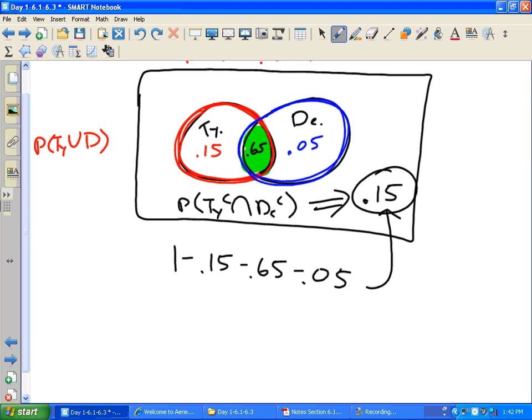Probability exactly one free throw is made. Well, where is exactly one free throw made? That is this part over here, Tyreek only making it, or this part over here, which is DeMarcus only making it, which is going to be 0.2. Agree with that?